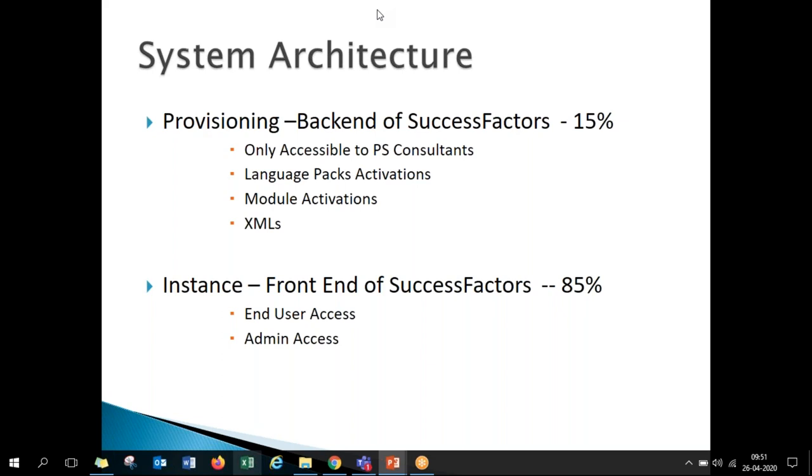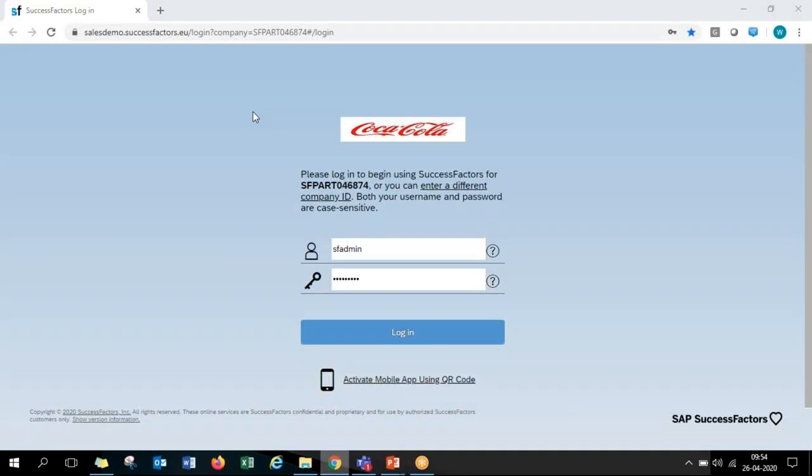And just to give you a look and feel of these systems, guys, let me first show you the front end system of SuccessFactors, how it looks. Just a moment. Yeah, so this is the front-end system where, once we implement SuccessFactors software for a customer, this is the way their login page actually looks.